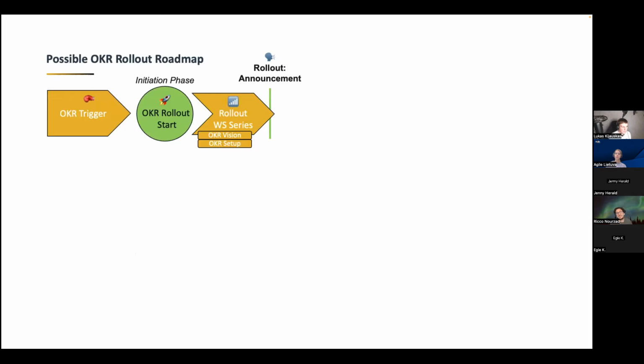The first part is more about the initiation phase. At some point, someone probably has a pain with the traditional strategy execution. This pain most likely leads to a trigger, which leads to the decision of the rollout of OKRs. And this trigger can be top-down and bottom-up. I will speak more in detail about that in a minute.